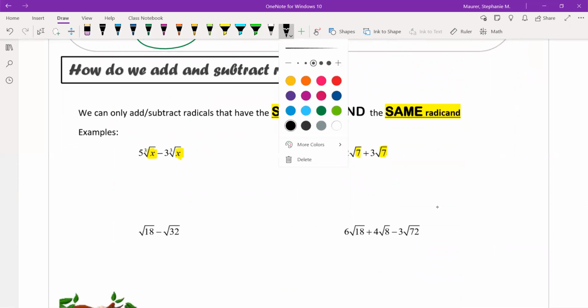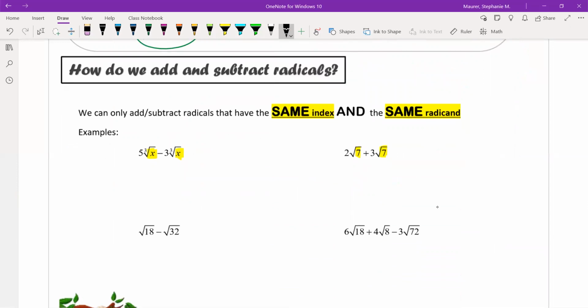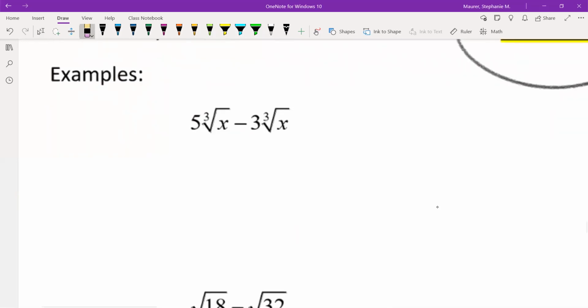So the first thing you'll probably notice up top here is the idea that you must have the same index, that's the little number out in front, and you must have the same radicand, which is the number underneath. Again, both vocab words we saw on the first day. Okay, so when we look at the first example, it has the same index, 3 and 3. It has the same radicand, x and x. So if we were multiplying, this would be different. You'd multiply the radicals and stuff like that.